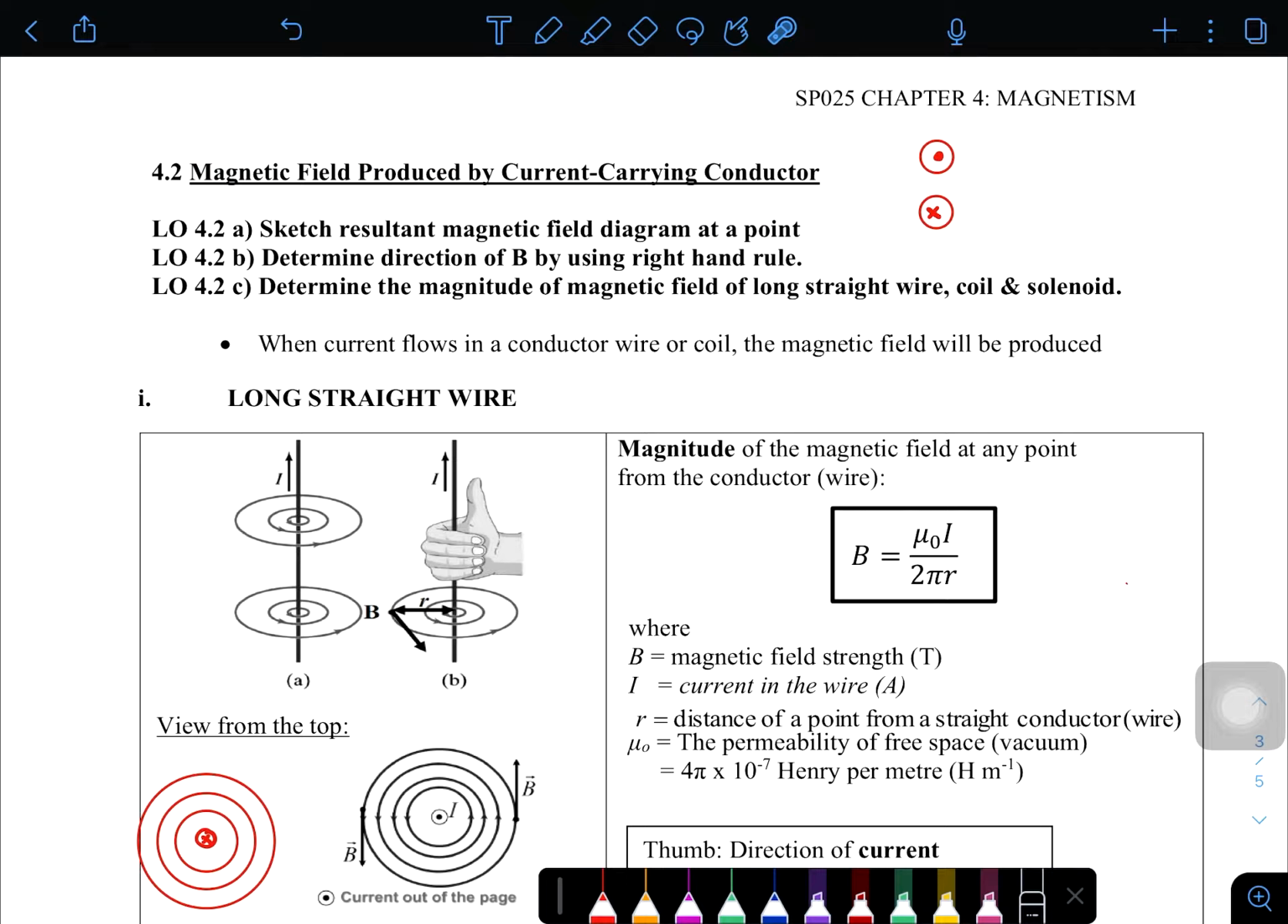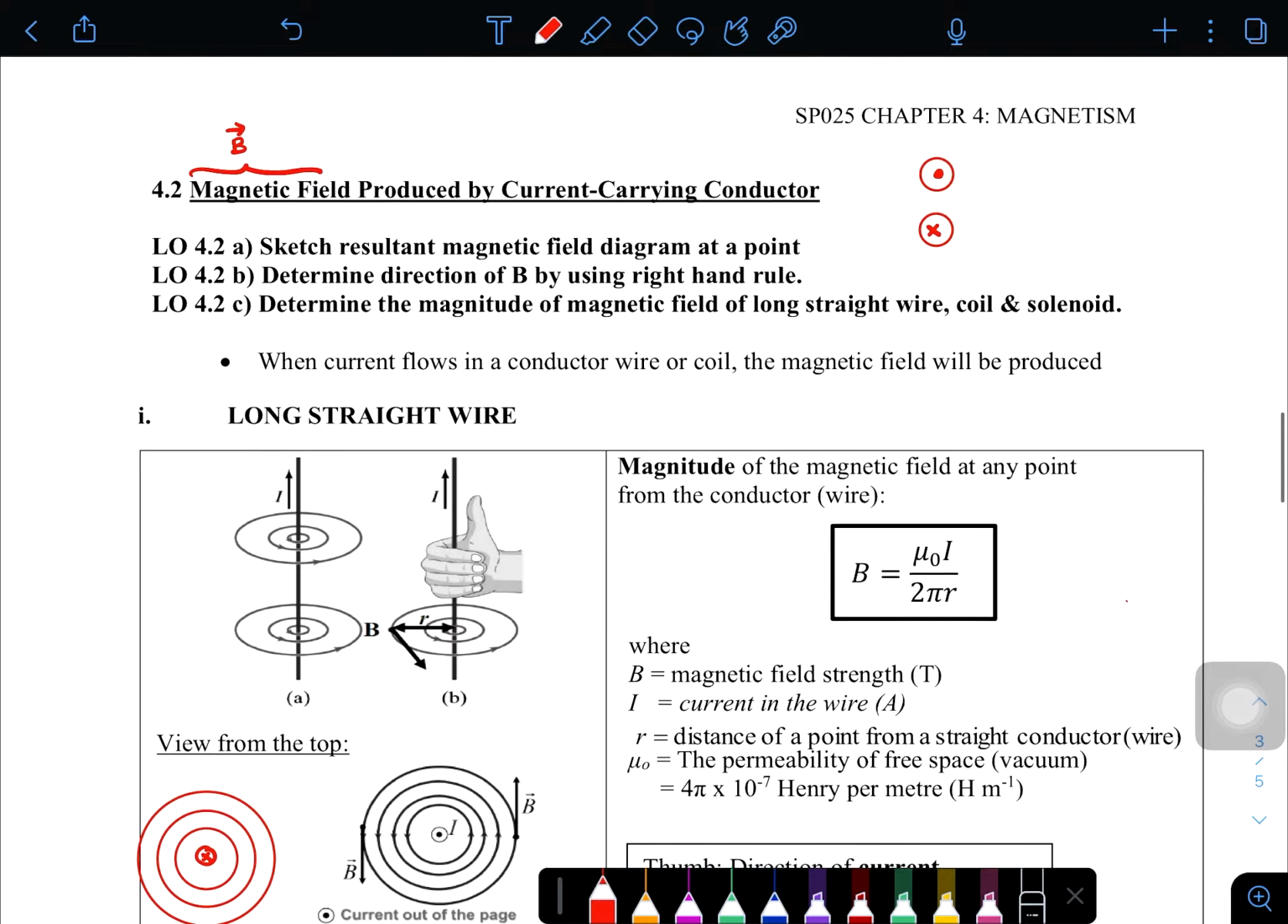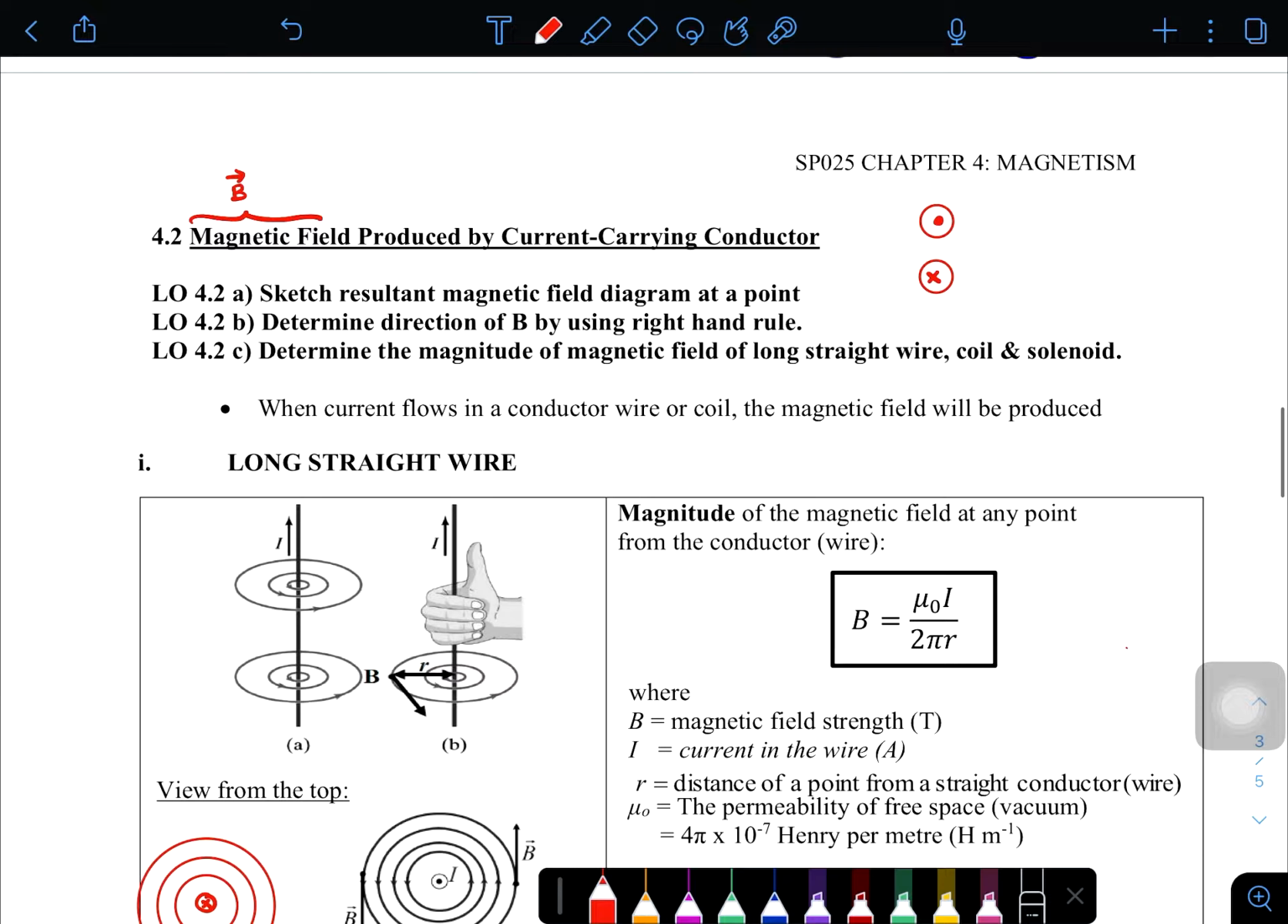Okay, in 4.1 we have learned what is magnetic field. So, let's recall back. The magnetic field, the symbol is B with an arrow on top of it. So, apa maksud arrow? Sebab dia ialah vektor. So, kalau dia vektor, dia perlu ada magnitude and direction. Okay. So, apa benda yang boleh produce magnetic field?